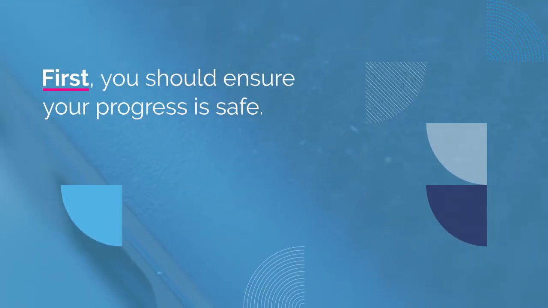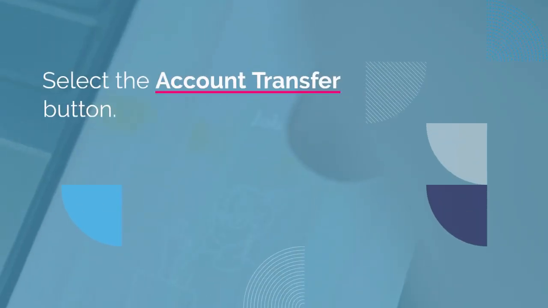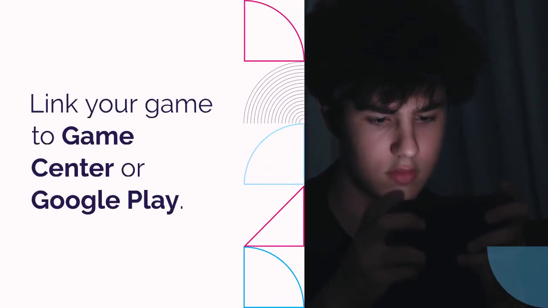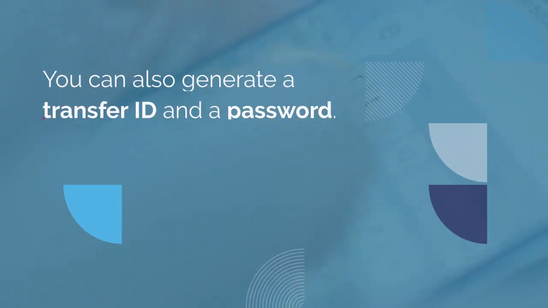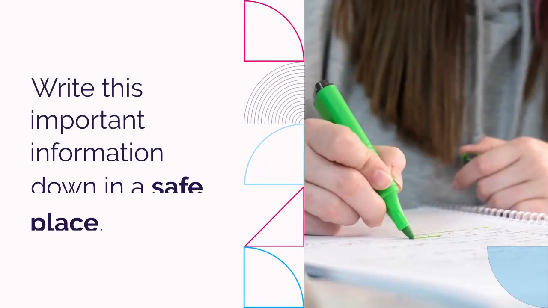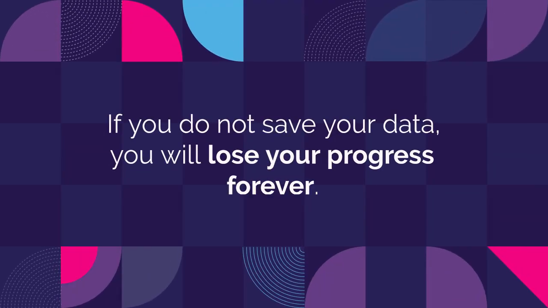First, you should ensure your progress is safe. Go to the menu in the top right corner of the home screen. Select the Account Transfer button. Link your game to Game Center or Google Play. You can also generate a transfer ID and a password. Write this important information down in a safe place. If you do not save your data, you will lose your progress forever.